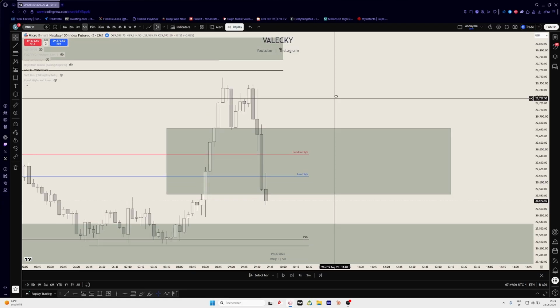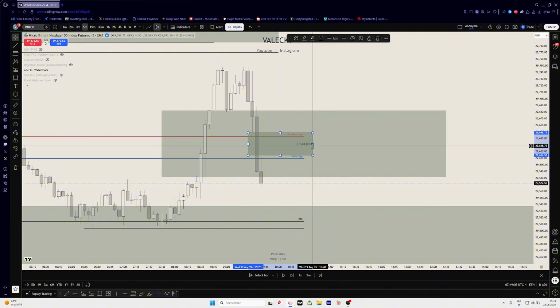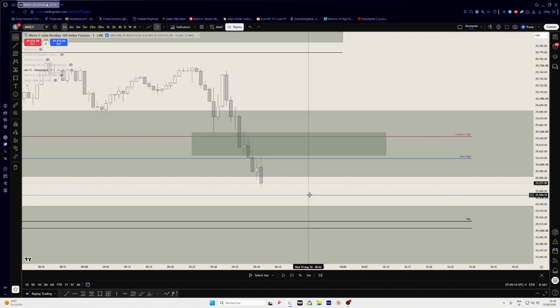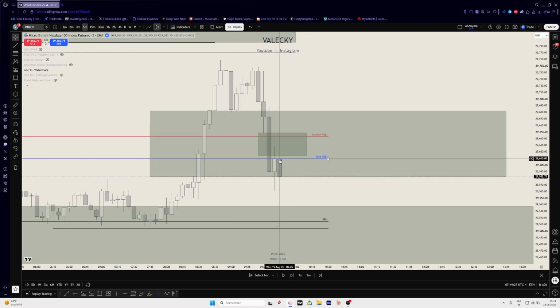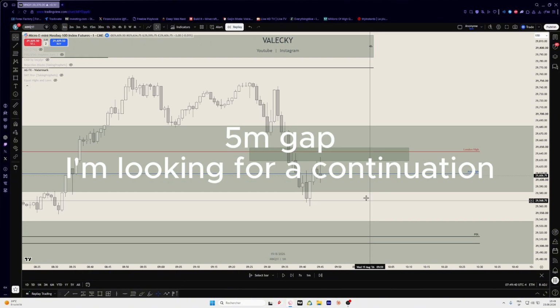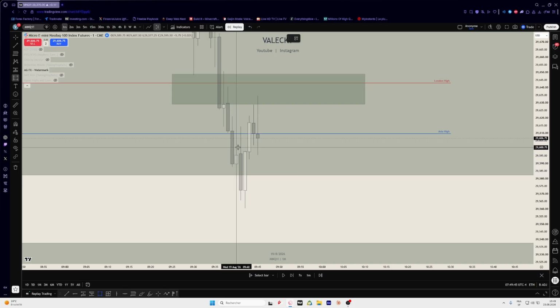We might target Asia lows, or London lows. I'm going to be marking out this 5-minute gap. This 15-minute, we're probably going to break the gap. So we're going to see when we close the 5-minute. I want the 5-minute to close. We did close this 5-minute. Oh, and here we mitigate this gap again. So I might look for continuation here.